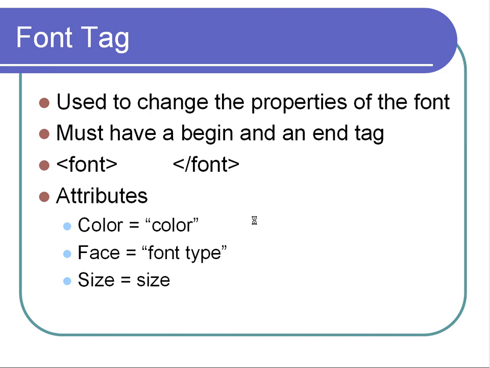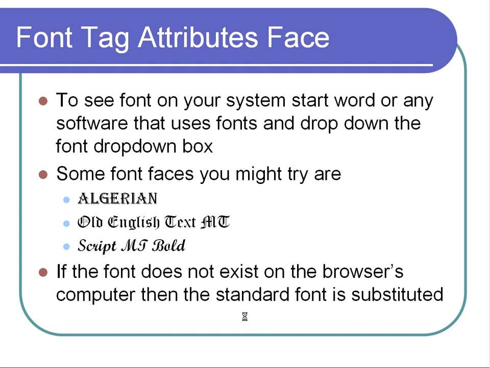Another neat one is the font tag. The font has to do with changing the font within a paragraph. So you can have like a few words and you can have font tags surrounding them. So you can have this embedded inside paragraph tags. We have attributes of color, face, and size.